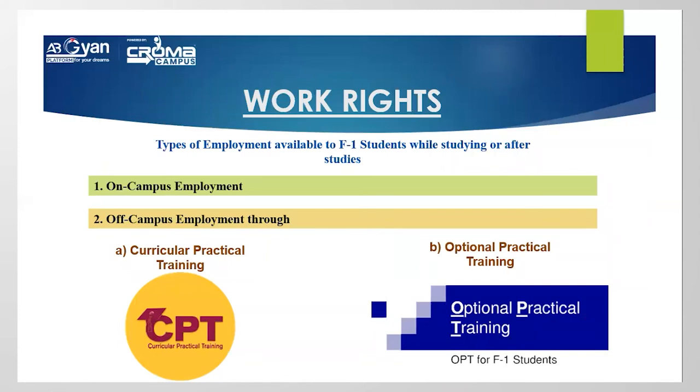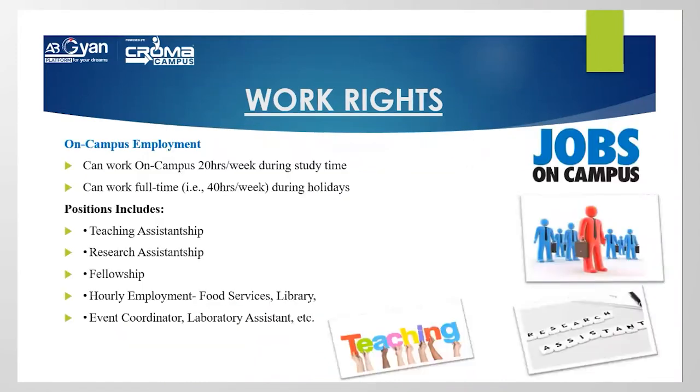There are two types of work you can do while you are on an F1 visa, which is a student visa. One is on-campus employment. The second is off-campus employment. Off-campus employment is of two types: CPT and OPT. CPT is curricular practical training, and OPT is optional practical training. The major difference between CPT and OPT is that you can do CPT while doing your graduation, but OPT you can do after completing your graduation.